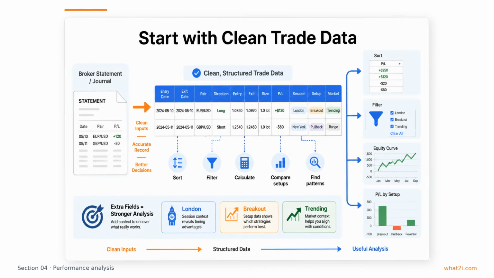Those extra tags become extremely useful later when you want to compare performance by time of day, strategy variation, or environment. Clean inputs make useful analysis possible. Messy records make reliable conclusions much harder.